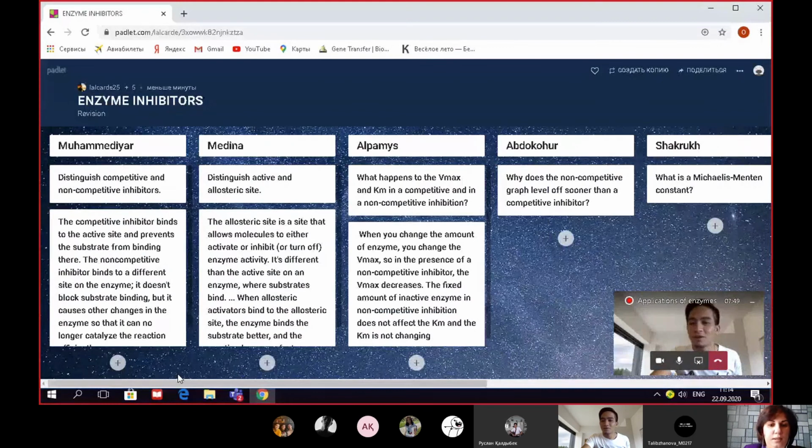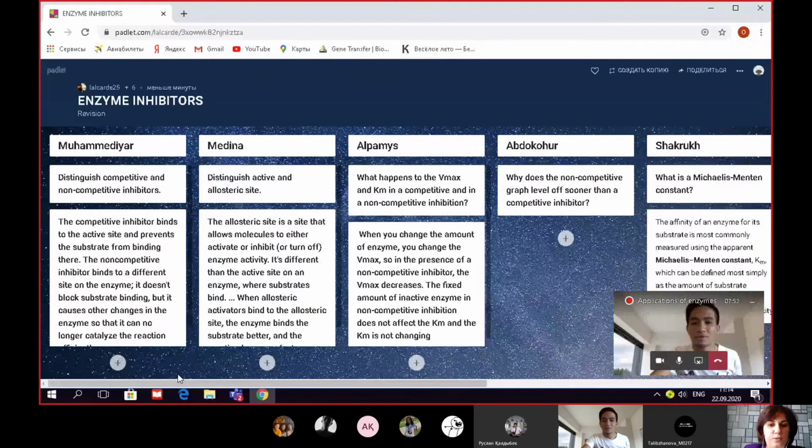Okay, Medina gave an answer too. Could you please read it? What did Medina write? A site that allows molecules to either activate or inhibit. Yes, it's correct. Your answer is correct, Shakhruk.